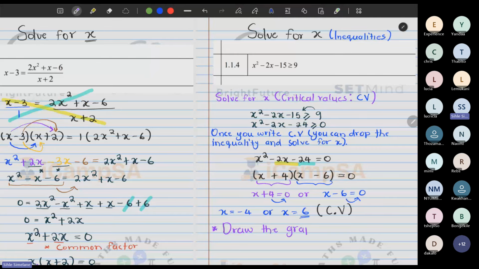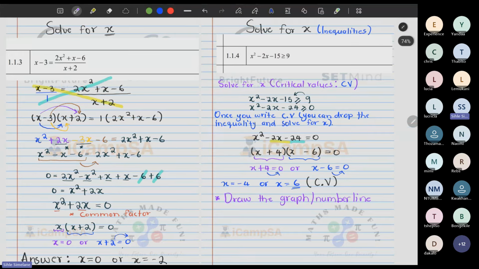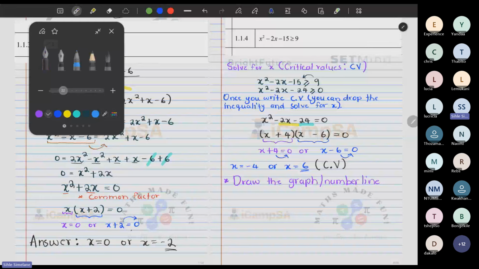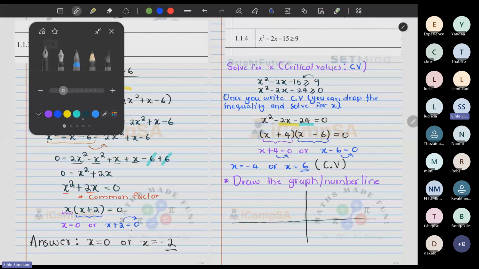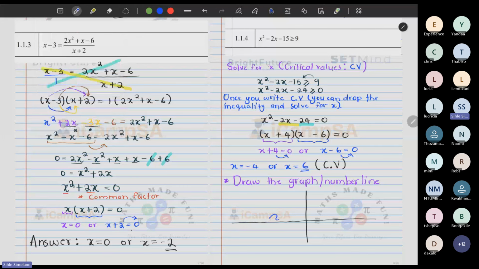So we'll draw the graph or number line so that we understand our solution, okay? So how do we do that? Well, what I'm going to do is to have just a quick plane like this. So I have two values. One of them is minus 4. So minus 4 is here. So I have minus 4 there. Then the other one is 6. So let's put 6 somewhere here on the right.